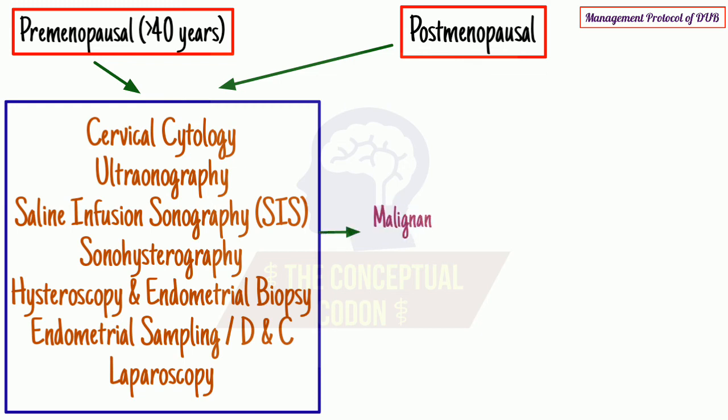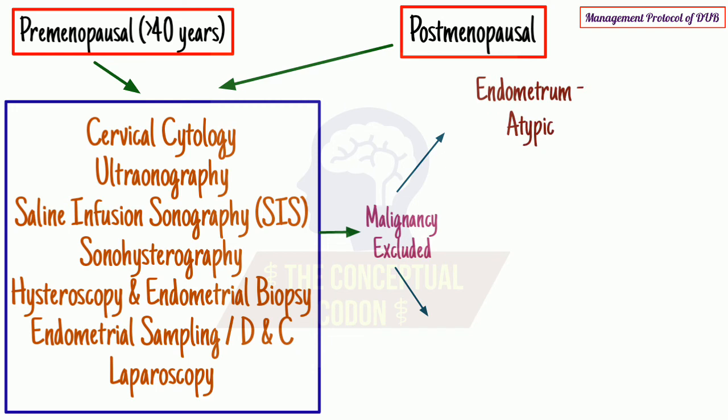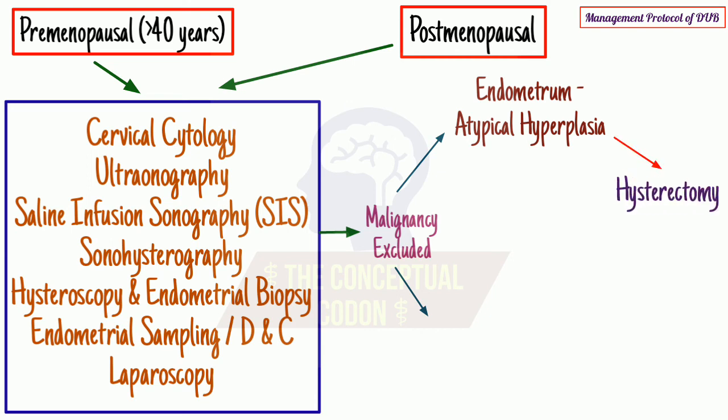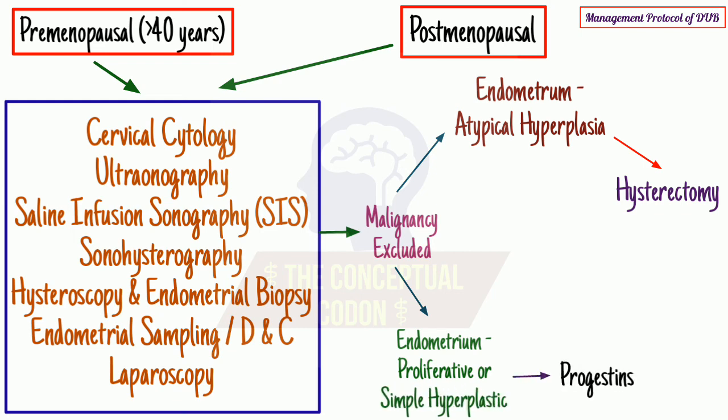If malignancy is excluded, then we should assess the endometrium. If the endometrium is atypically hyperplastic, so if the endometrium shows adenomatous hyperplasia or atypical hyperplasia, we should definitely go for hysterectomy. But if the endometrium is proliferative or simple hyperplastic, we should give progestins, that is hormonal therapy, and should assess the response.